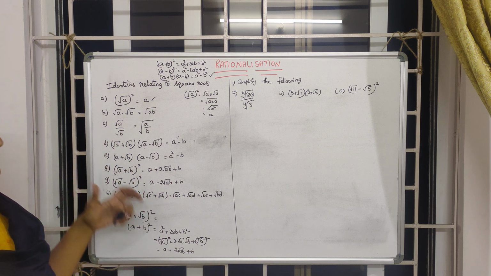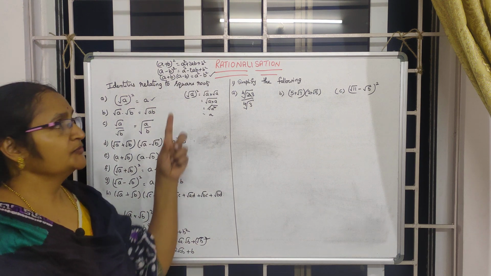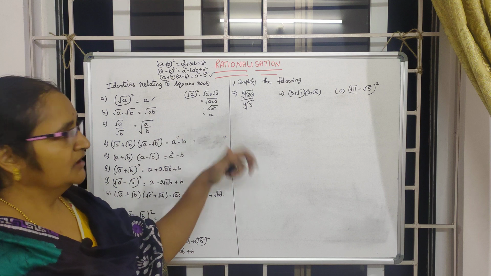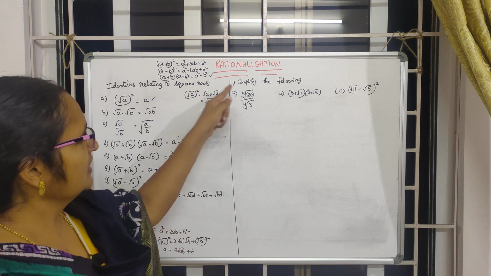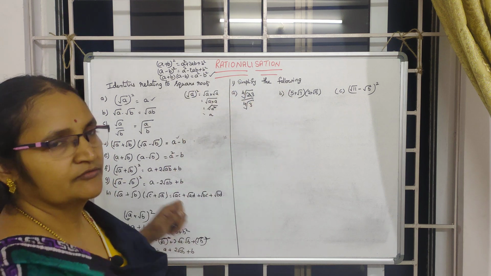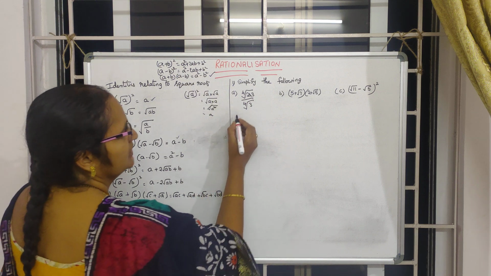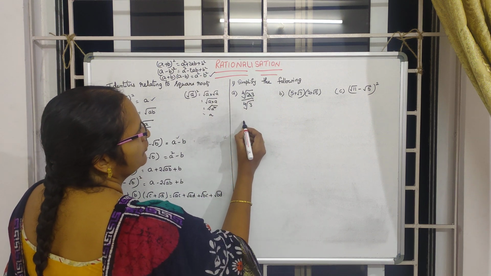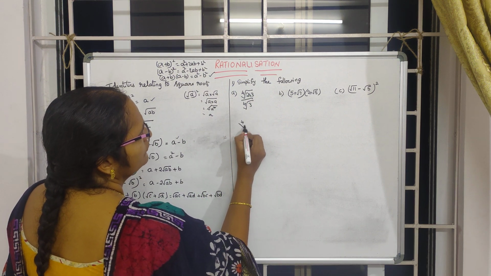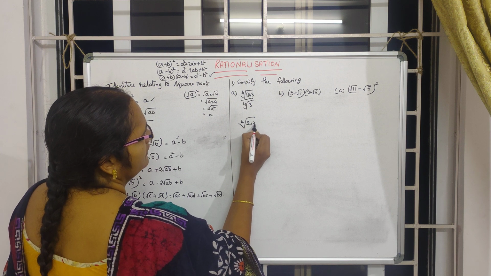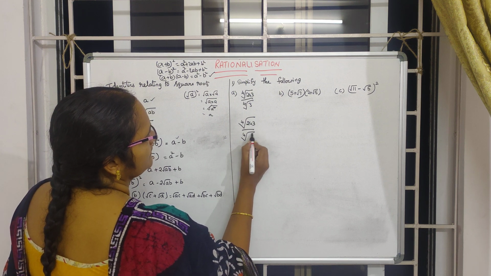Using these identities, we are going to solve the problems based on rationalization. Based on that, first simplify the following. A few sums we are going to solve here. Simplify the following: fourth root of 243 by fourth root of 3.